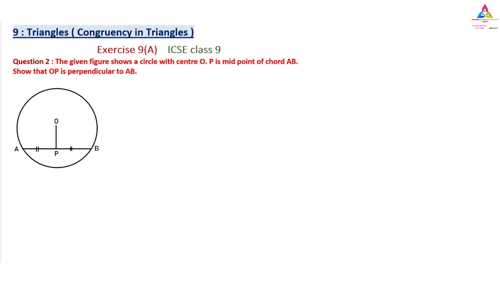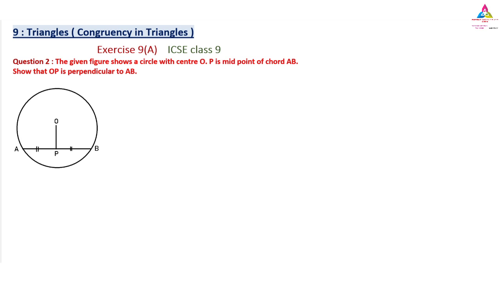Today we are going to learn the class 9th mathematics ICSE syllabus, exercise 9A, question number 2. The given figure shows a circle with center O. P is the midpoint of chord AB. Show that OP is perpendicular to AB. So this is the question they have actually asked.